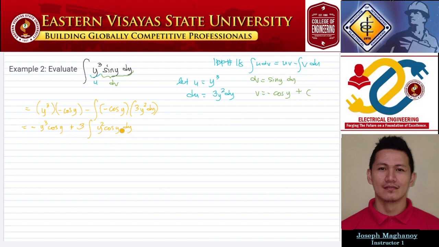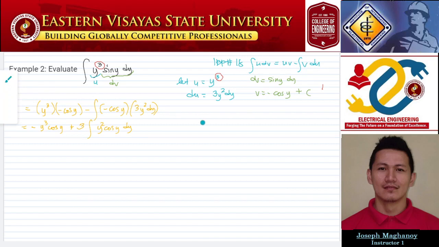Here, we're going to apply our integration by parts again, okay? So notice that our power is 3, a power of 3. So we need to apply integration by parts 3 times. So we have 1. So we still need to apply since our function at this side is not yet stable.